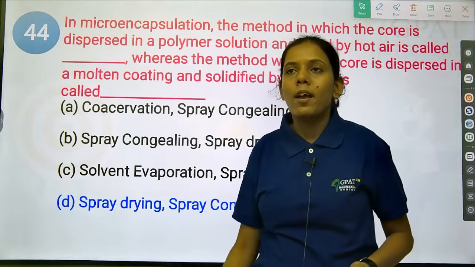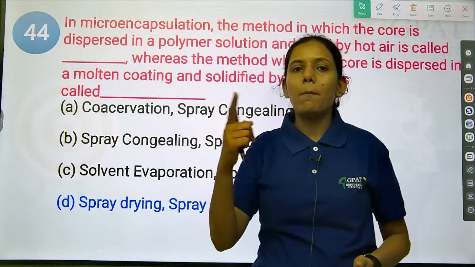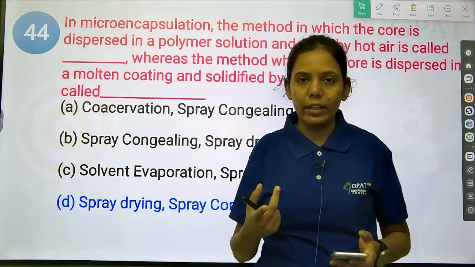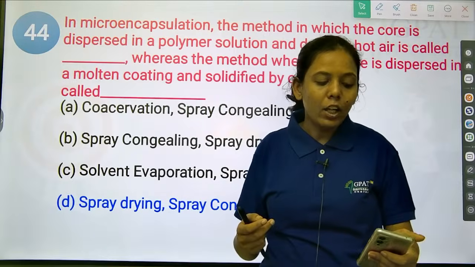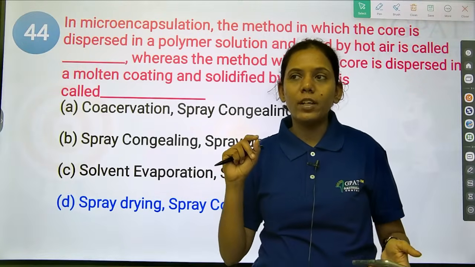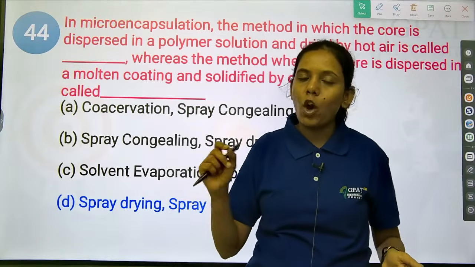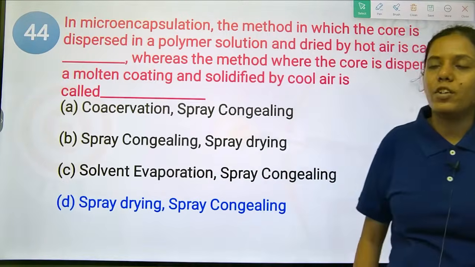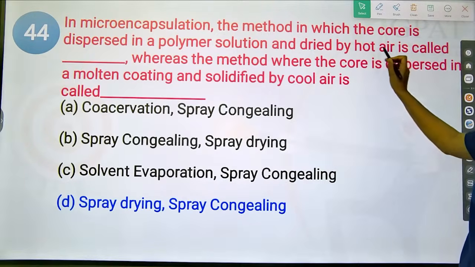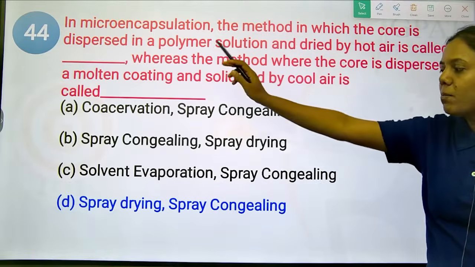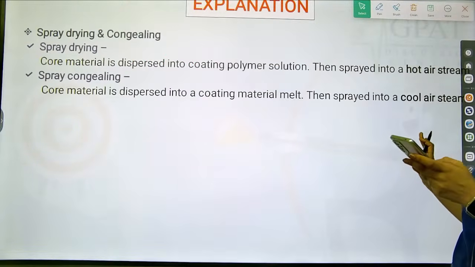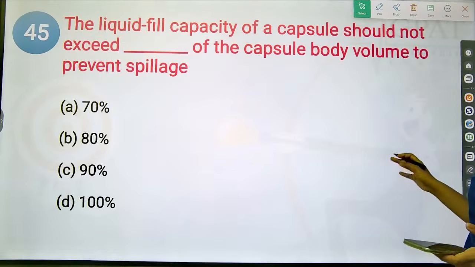Why? Because in the spray drying, there are some materials which cannot withstand that much temperature of the hot air. Maybe they are undergoing certain kind of degradation or something, in that case you can use a cool air, that is your spray congealing. Okay, so because here they are telling hot air, the first part answer is spray drying, second, cool air, is the spray congealing. Okay, chalo, very good all of you.